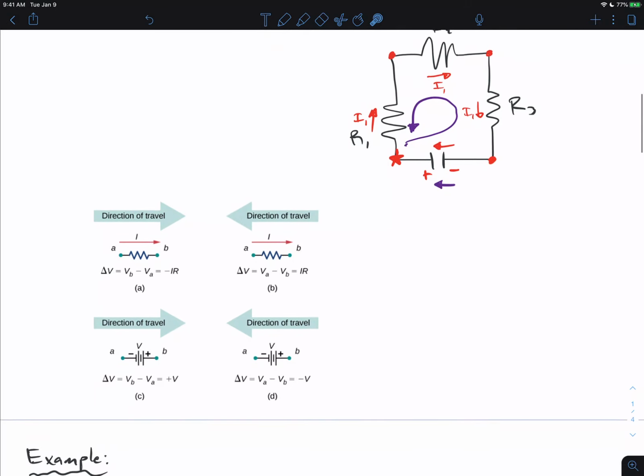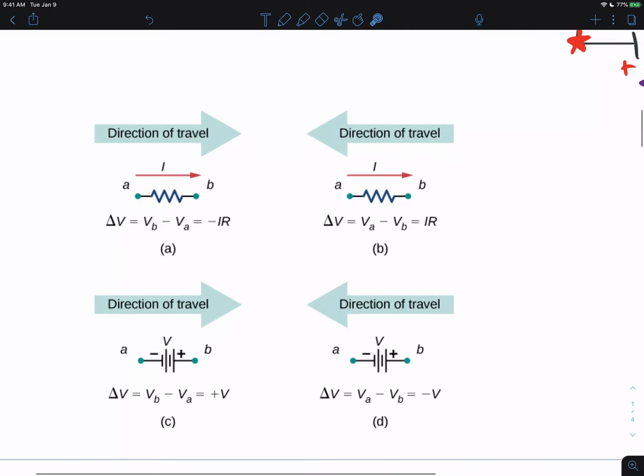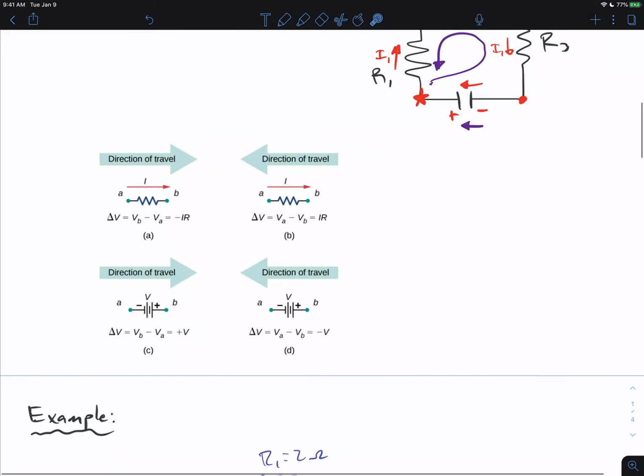So here is a little guideline. If you're crossing a resistor and you're going in the same direction as the current, you put it as negative IR. If you're going in the opposite direction, it's positive IR, right? And if you're going from negative to positive across a battery, we have positive voltage. Going in the opposite direction, from high to low, is negative voltage. This is a good thing to keep in mind for those really complex circuit situations.